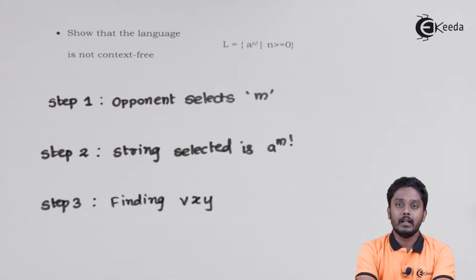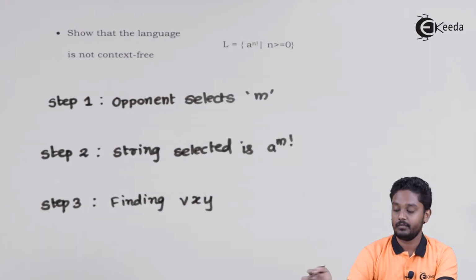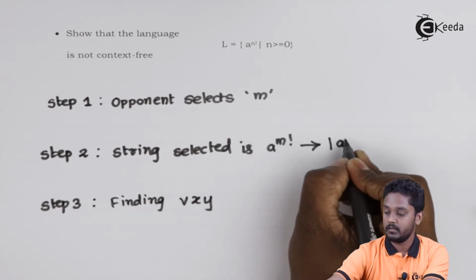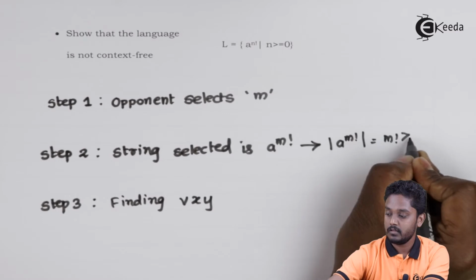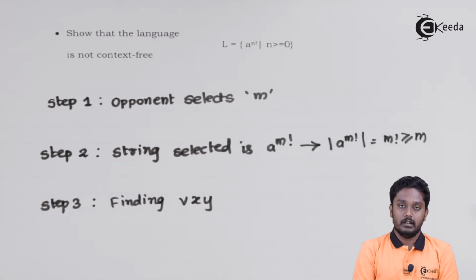Before that, as the string is a to the power m factorial, we know that the length of w would be m factorial, which is definitely more than m itself. Let us write down the structure of this particular string and let us try to find the values of v, x and y if possible. So the string is a to the power m factorial.